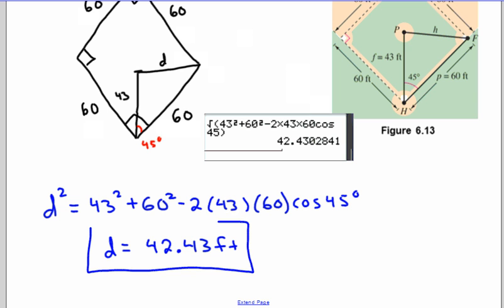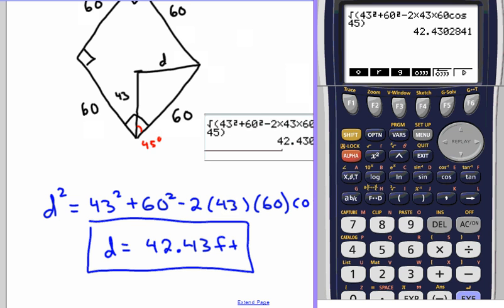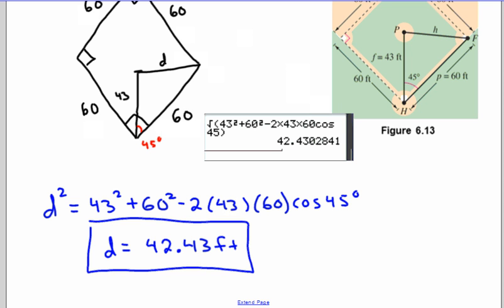Or if we want that in feet and inches, we know it's 42 feet. Subtract the 42 off of that, and it'd be that decimal of a foot. Since there are 12 inches in a foot, multiply that by 12. And we'd say about 42 feet, 5 inches. So you guys, there are some great examples of the law of cosines, and how we can use it to find missing things, along with the law of sines.